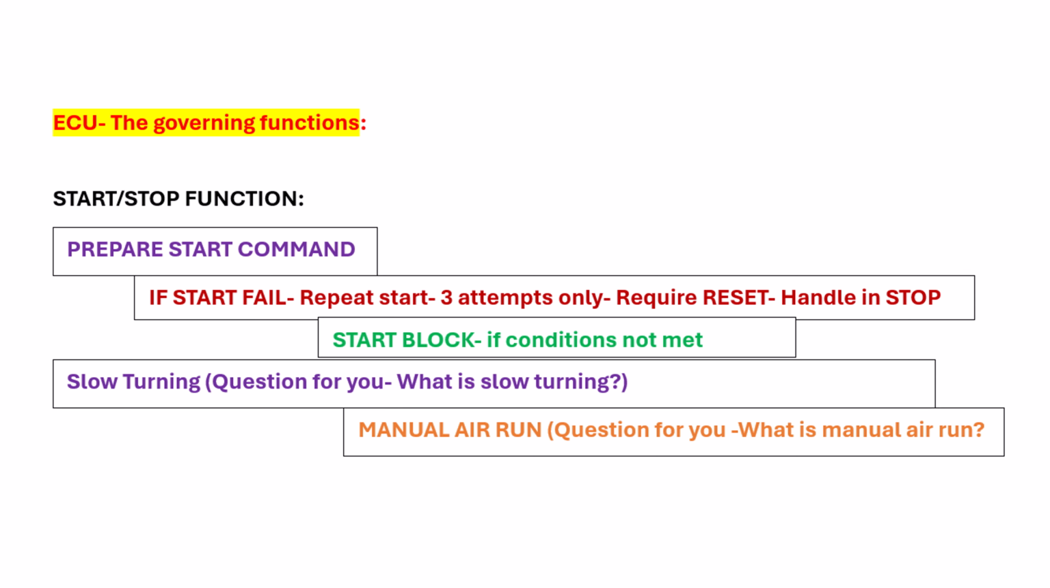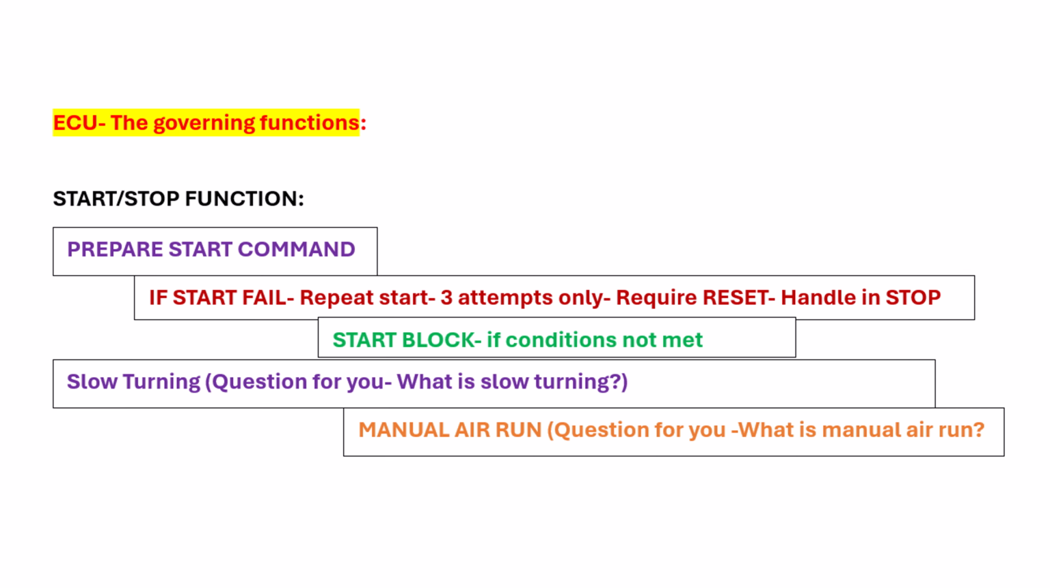ECU, the governing function, starts of function. This is what the ECU carries out, the governing function. Remember, because there is no governor as such, all governing functions of the engine are carried out by the ECU. So the prepare start command goes through the ECU. If start fails for some reason, let's say 3 attempts will be made to start the engine. If 3 attempts fail, the engine does not start, you need to reset again, bring it back to stop.